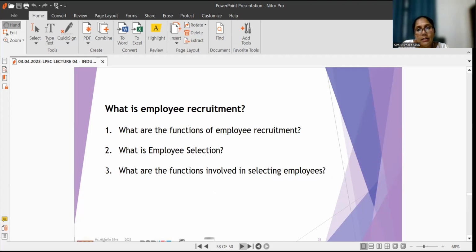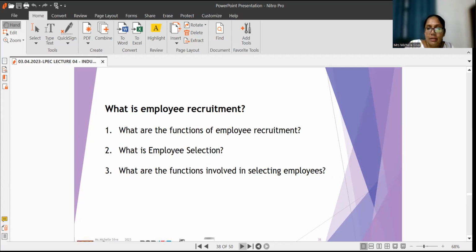Then the second important concept we are going to highlight is employee recruitment and selection. Actually, there is a nice difference between recruitment and selection, my dear students. I don't know whether you have understood these two concepts separately when studying human resource management. I believe that you have already studied human resource management.